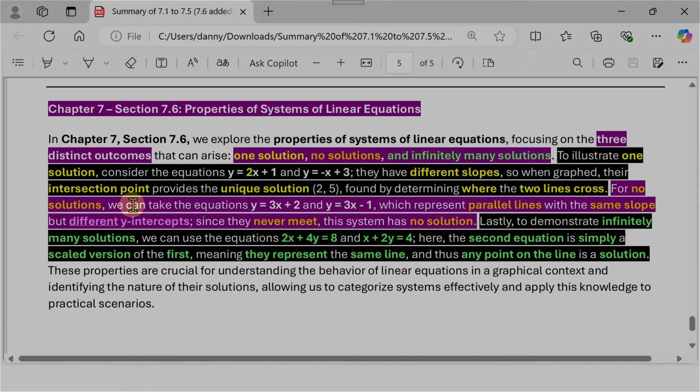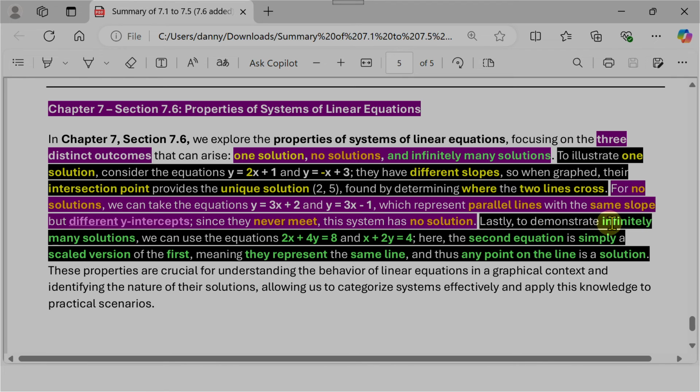For no solutions, we take the equations again, put them in y equals mx plus b form, and we see that they have the same slope. So they both have a slope of 3. But they have a different y-intercept. So because they have the same slope, they're parallel lines, but because they have different y-intercepts, they're just parallel lines. They're never going to meet. They're not coincident lines. So again, if they have the same slope, it means they're parallel lines, but because they have different y-intercepts, they're just parallel lines that will never meet. They're not on top of each other.